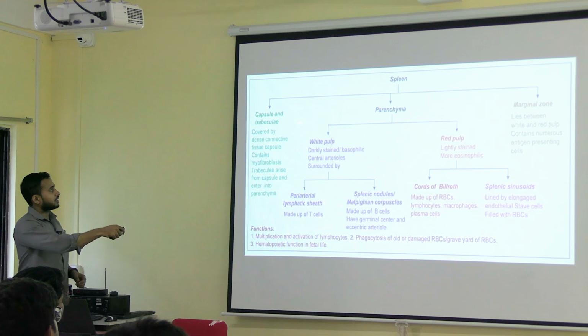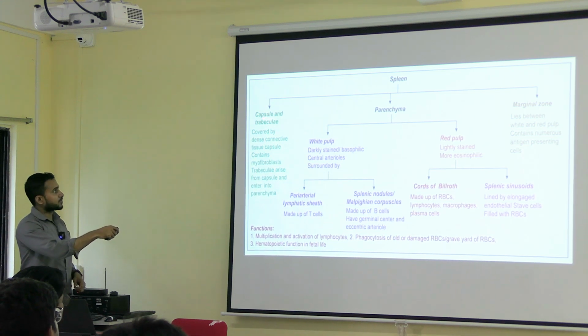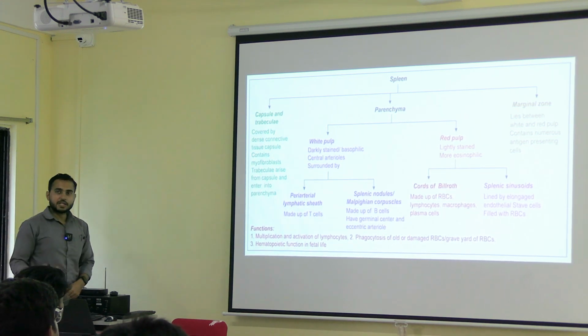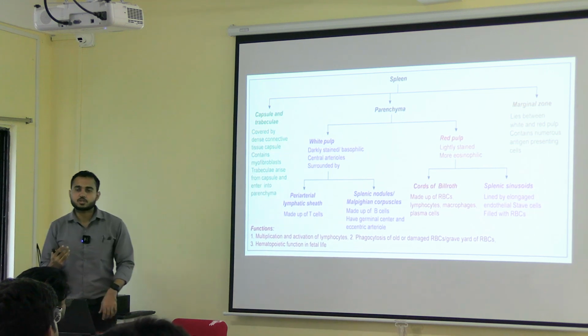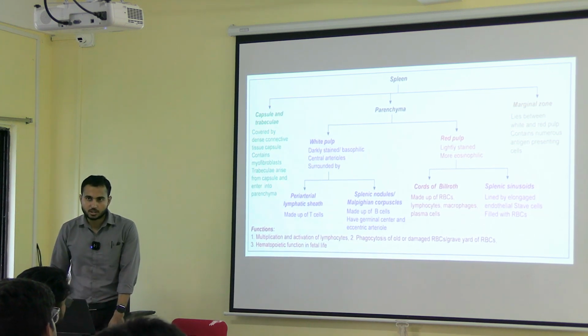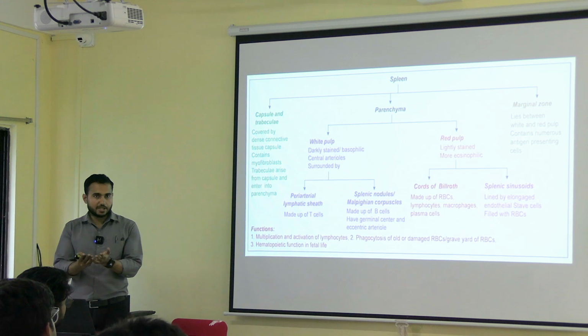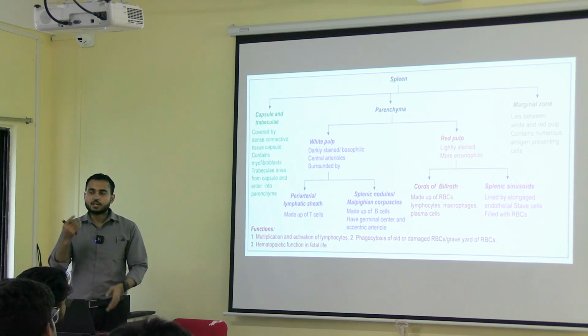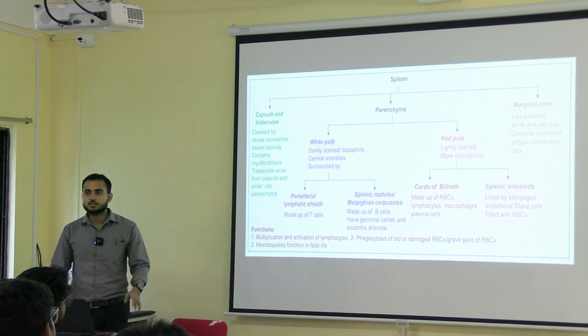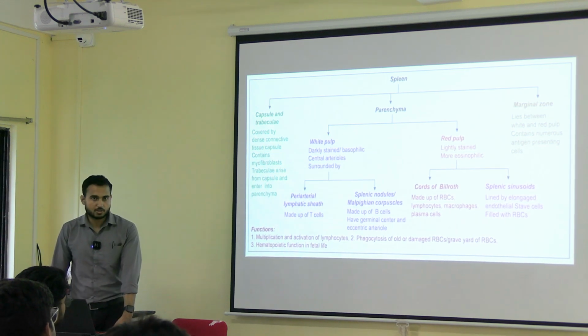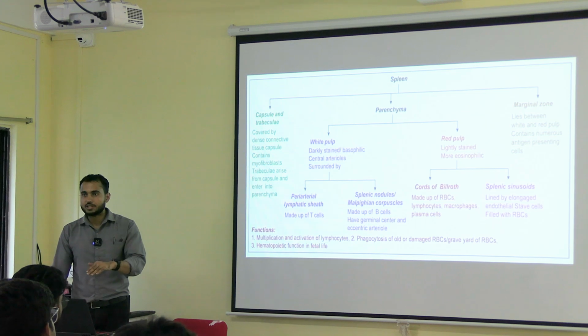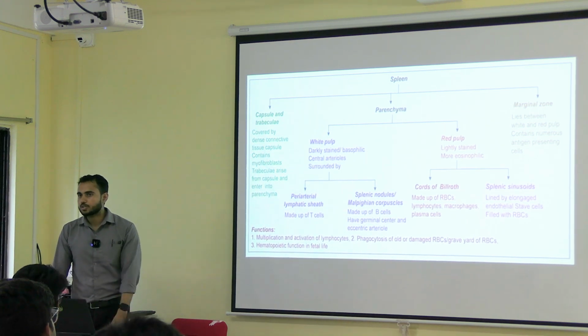First of all, the spleen has a connective tissue capsule. The spleen is an intraperitoneal organ, that means it is covered by peritoneum. Now what about the capsule? Where will the capsule be present, outside the peritoneal layer or inside the peritoneal layer? Inside the peritoneal layer. That means the capsule is present deep to the peritoneal serous layer.